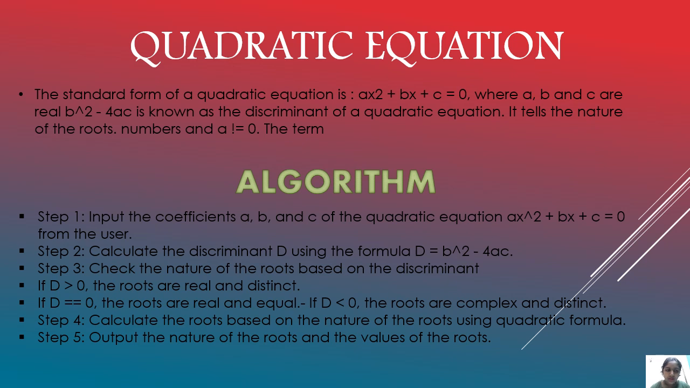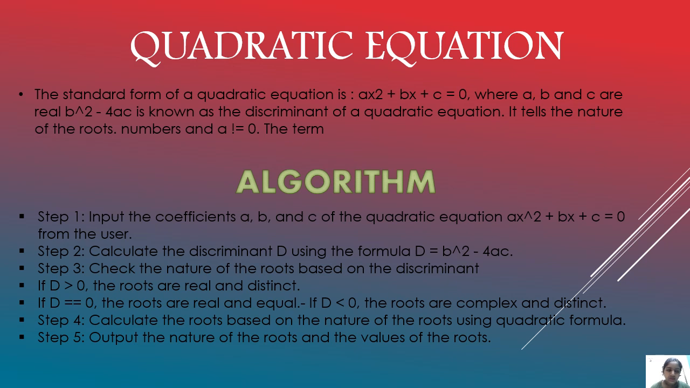Algorithm of quadratic equation. Step 1. Input the coefficients a, b and c of the quadratic equation ax² + bx + c from the user. Step 2. Calculate the discriminant d using the formula d = b² − 4ac.